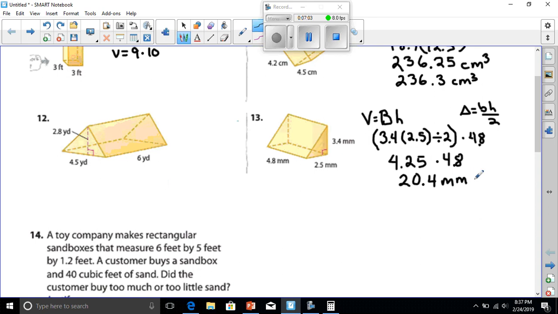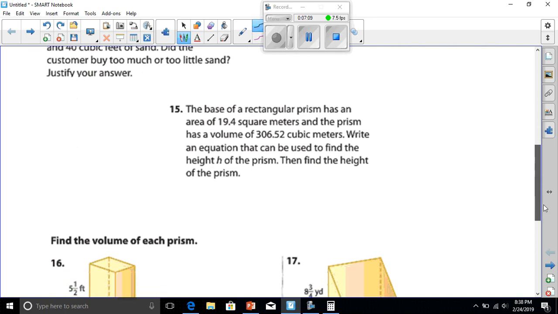And again, because it's a three-dimensional object, we're going to cube our answer. And we're done. We're going to number 15.